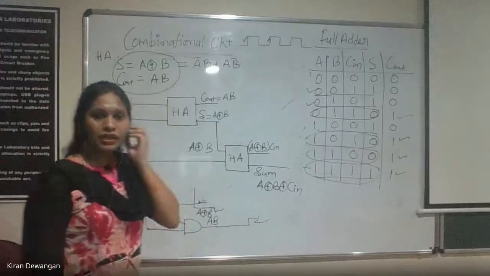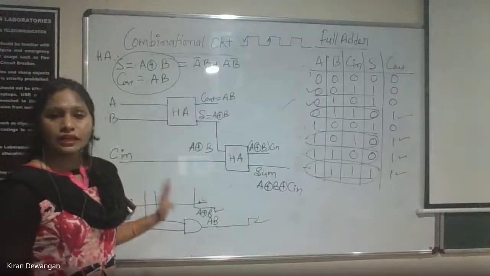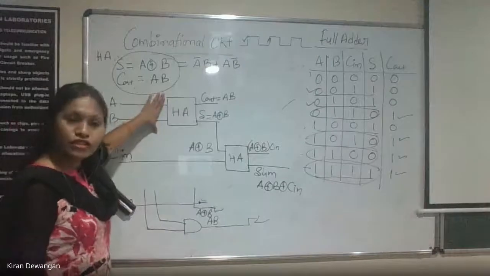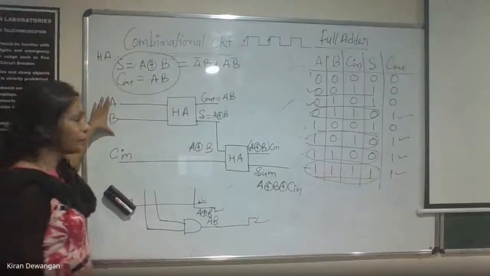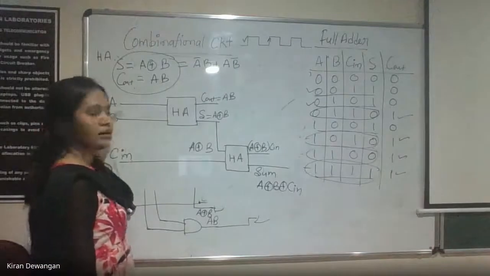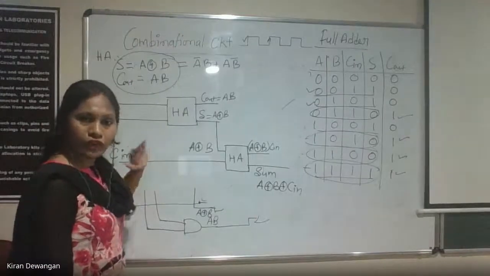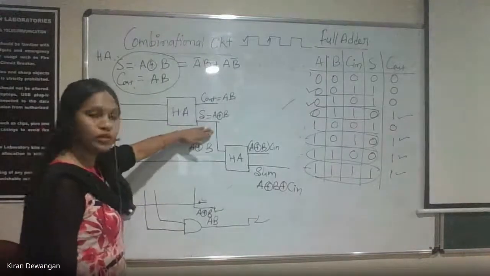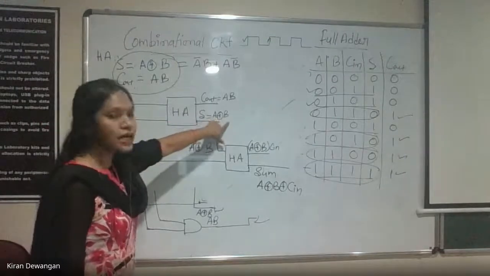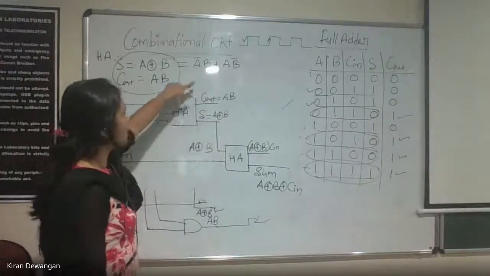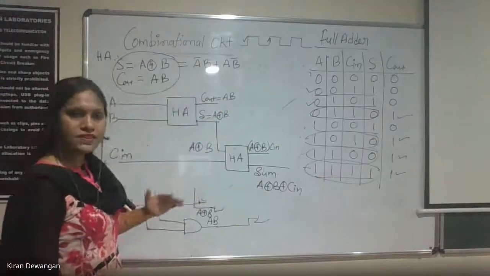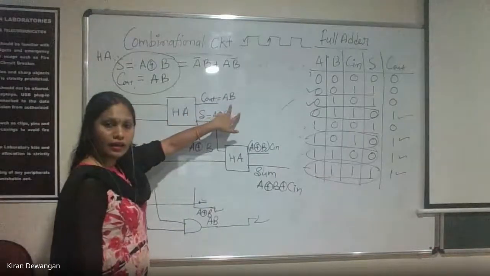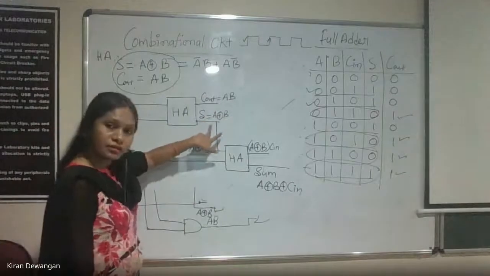Is this clear, students? यहाँ पर तक clear है कि नहीं है? ये हमारा first half adder है, ठीक है? In the first half adder I have given two inputs A and B. And we know the output of half adder. The first output is sum, which is A XOR B. Second output is C out, which is just AB that we have studied. तो यहाँ पर हमारा AB आ गया, यहाँ पर हमारा sum आ गया.